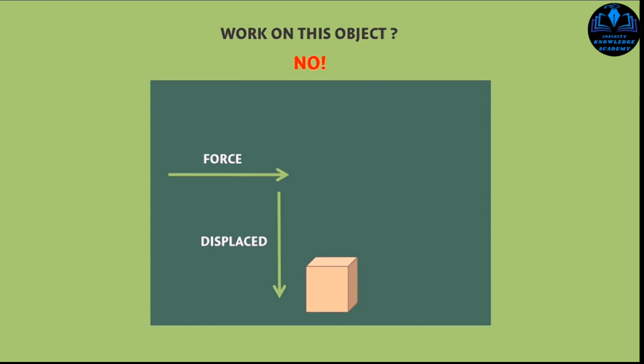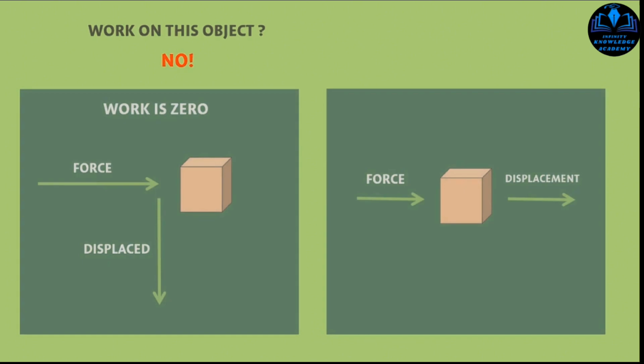Here is the explanation that the work is zero. You have exerted force on this object in this direction while the object is displaced in another direction. Hence, the direction of my force and the direction of displacement of this object are not the same. Hence, work is zero here. Remember this simple rule that the direction of force and the direction of displacement should be the same for maximum work done.